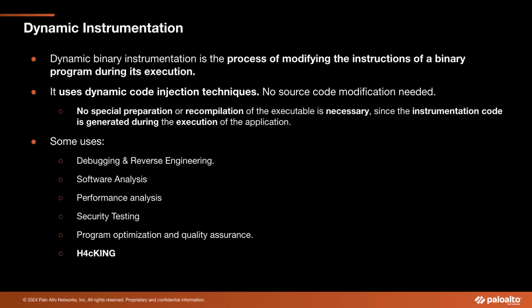So well, dynamic instrumentation is basically injecting code into a program that is already running, and you don't need to recompile it, you don't need to modify the code, so you don't need source code. That's why this is very useful, right? What if you don't have the source code? You can still do it. You don't have to recompile it, you don't have to make any changes. And it has many uses: debugging and reversing, software analysis, performance analysis, security testing, but for us, it's hacking.